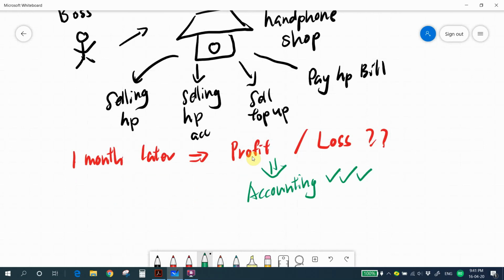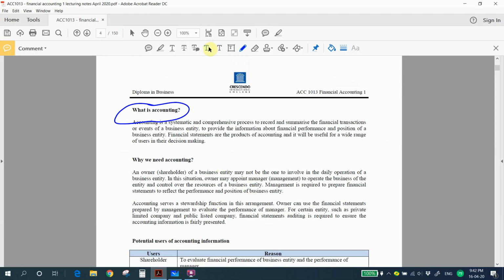Accounting is a systematic approach that can help you to summarize or gather the information in your business. So from there, you can understand whether your company is making a profit or making a loss. So let's highlight the keywords. Accounting is a systematic and comprehensive process to record and summarize the financial transaction or events of a business entity, to provide the information about financial performance and position of a company.